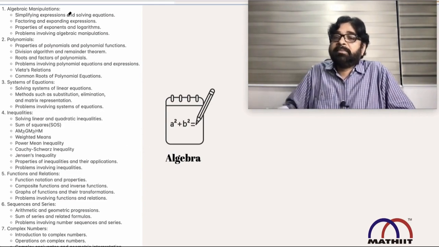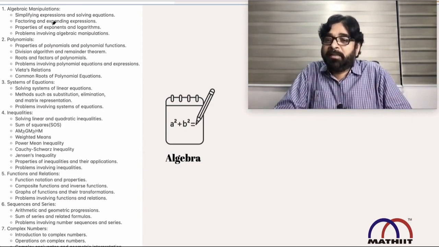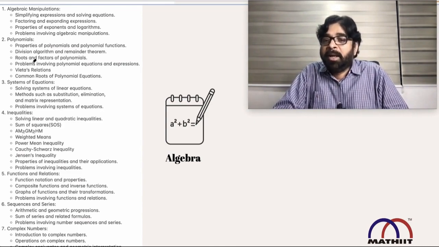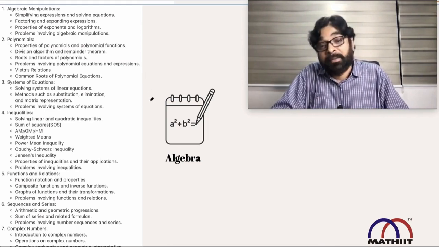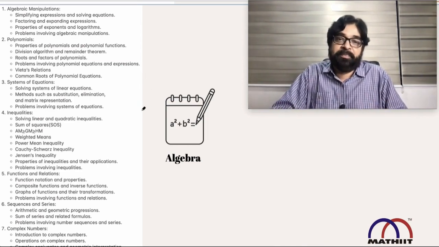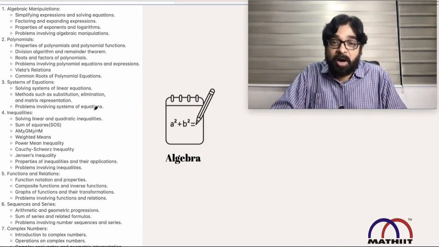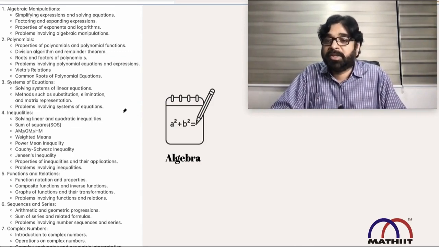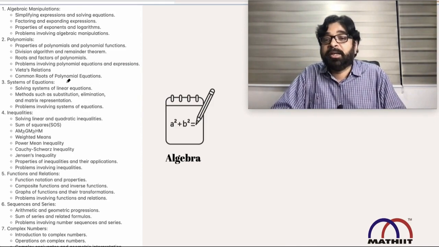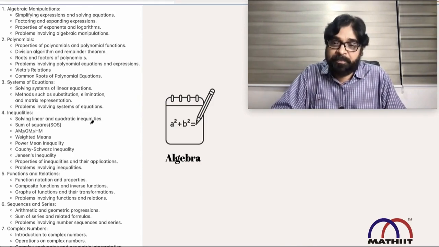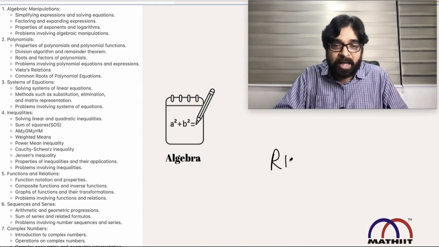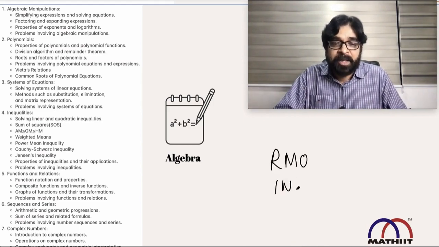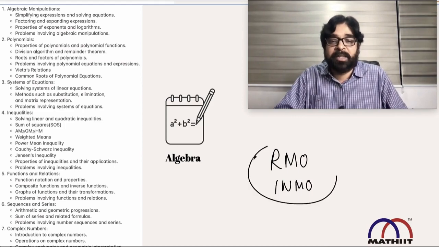In algebra: algebraic multiplication, simplification, solving equations, factorization, expanding expressions. These are things you study in the ninth class. Polynomials will be there, with different types of properties. Please take a screenshot and make your plan properly. System of equations: how to solve a system of 2 equations, 3 equations, and sometimes we use determinants and all to explain this concept. Inequality questions come 100% in the RMO and INMO. Inequality will definitely be there.